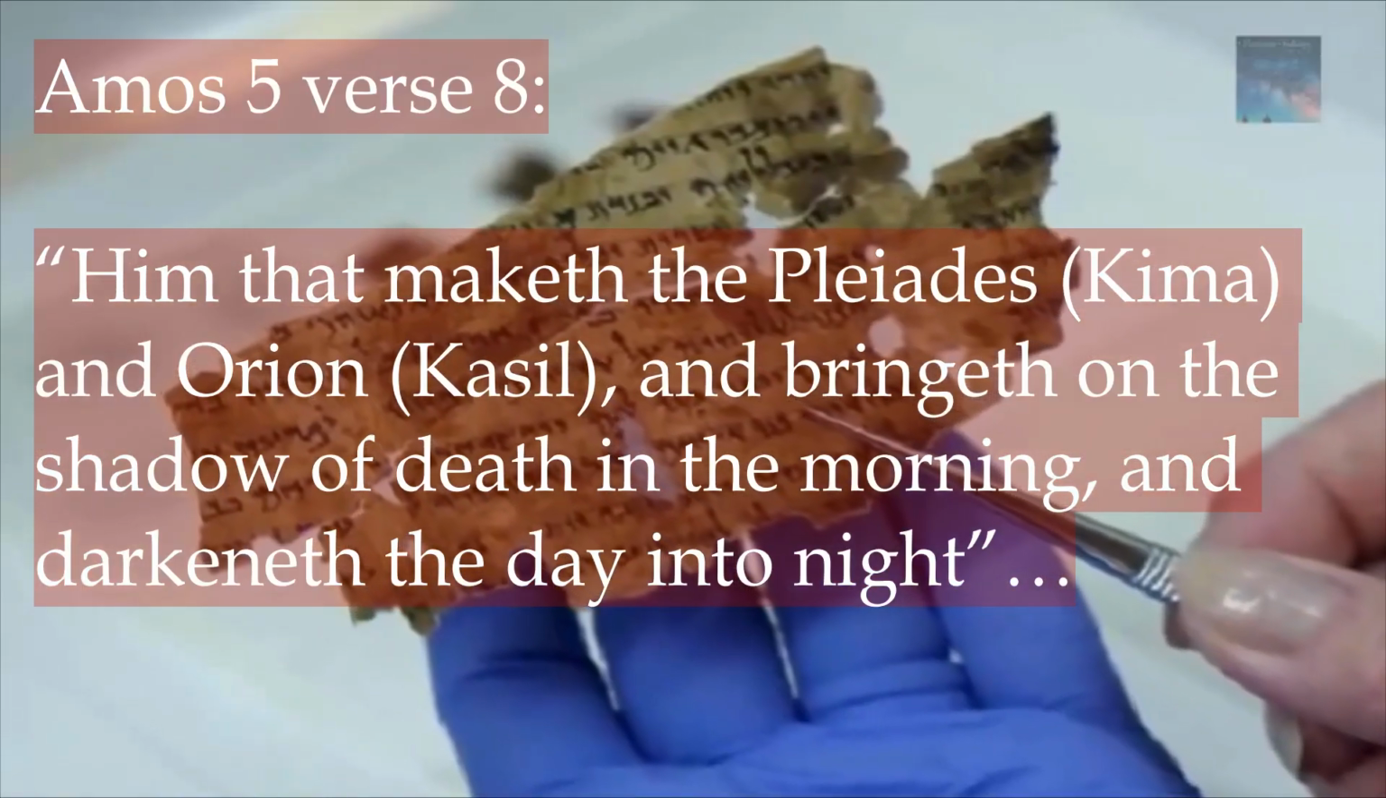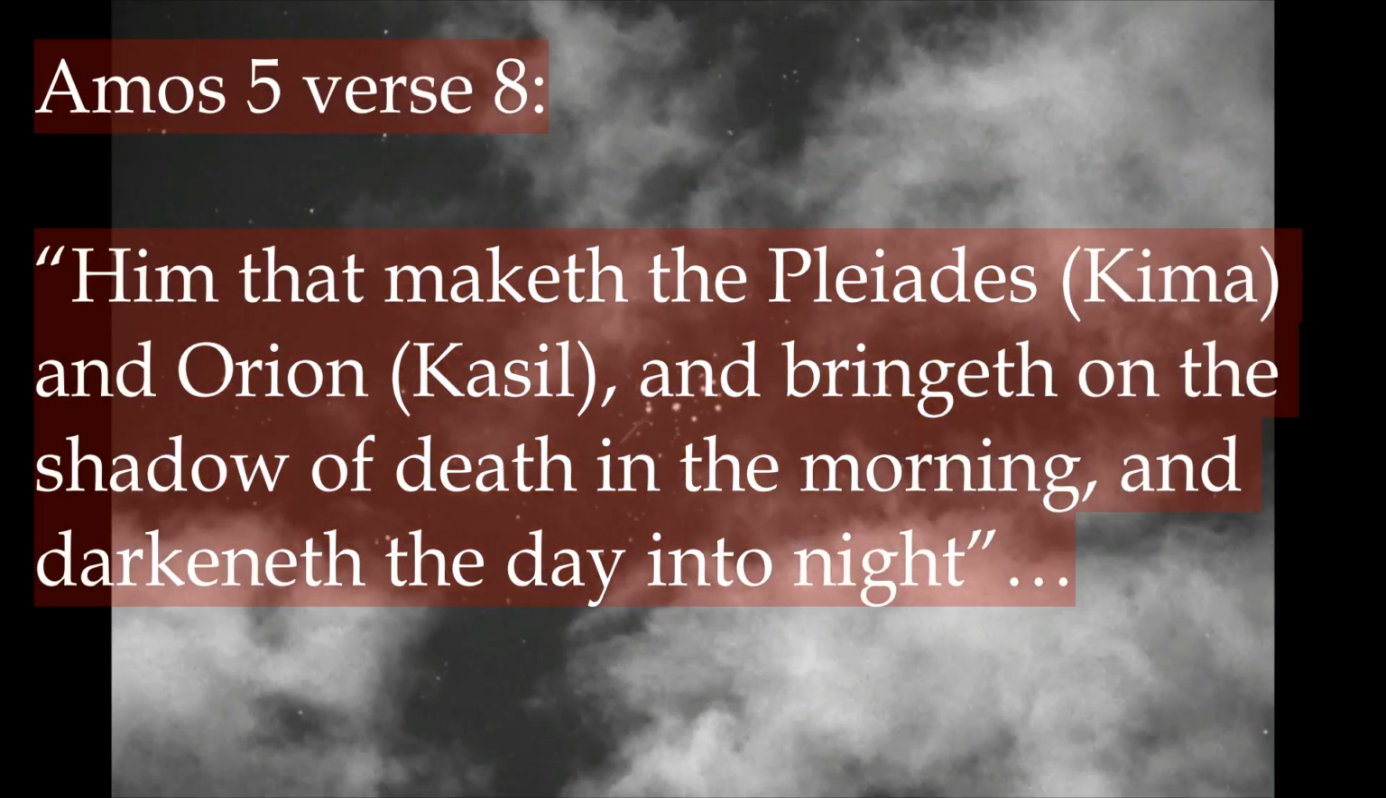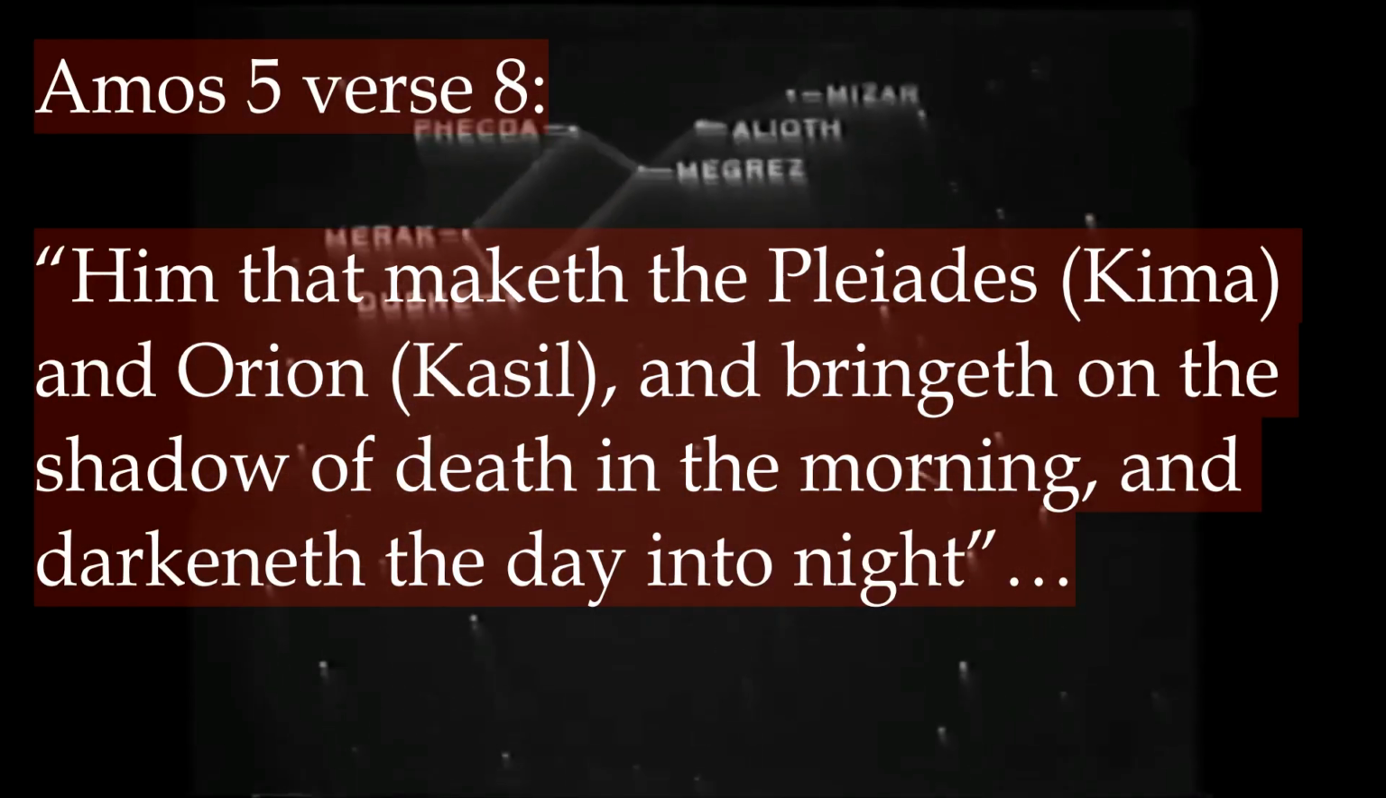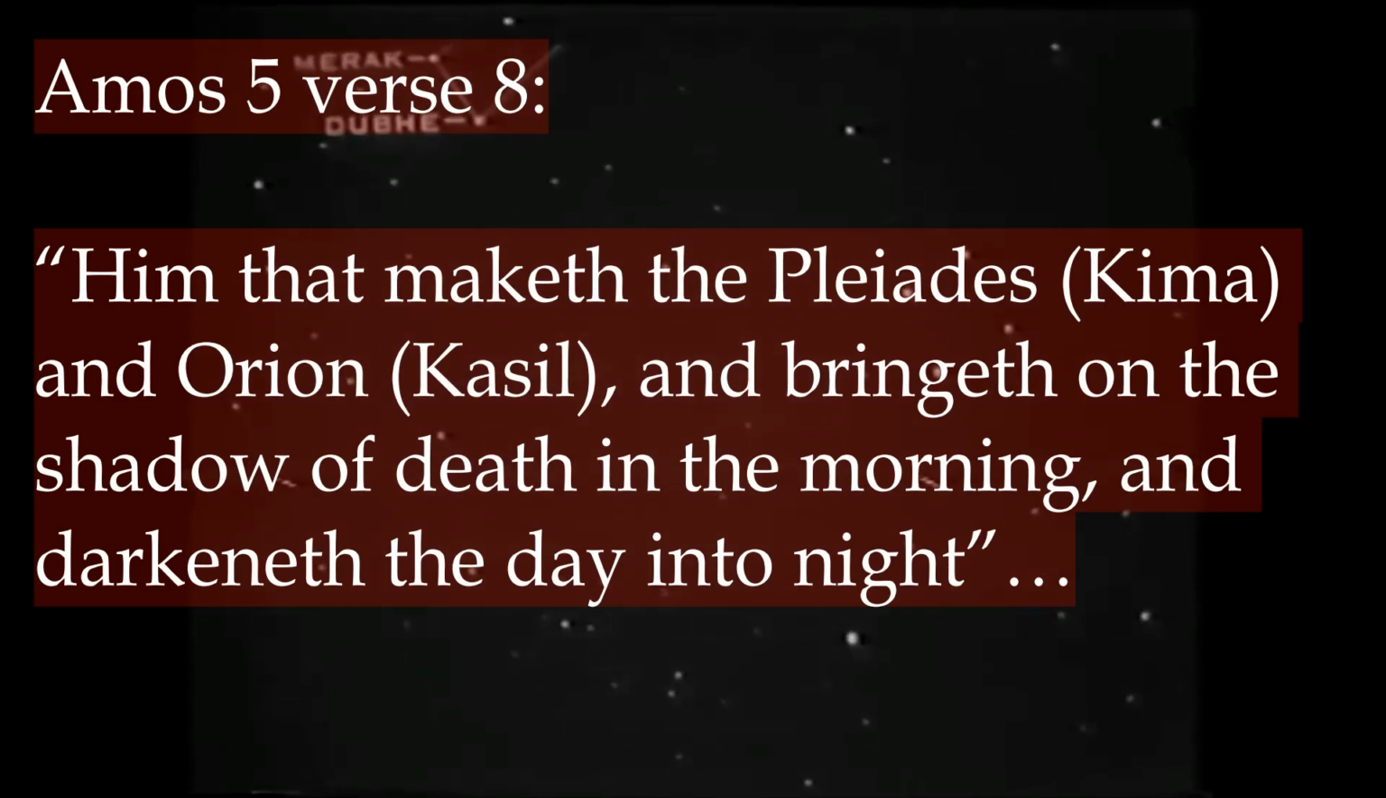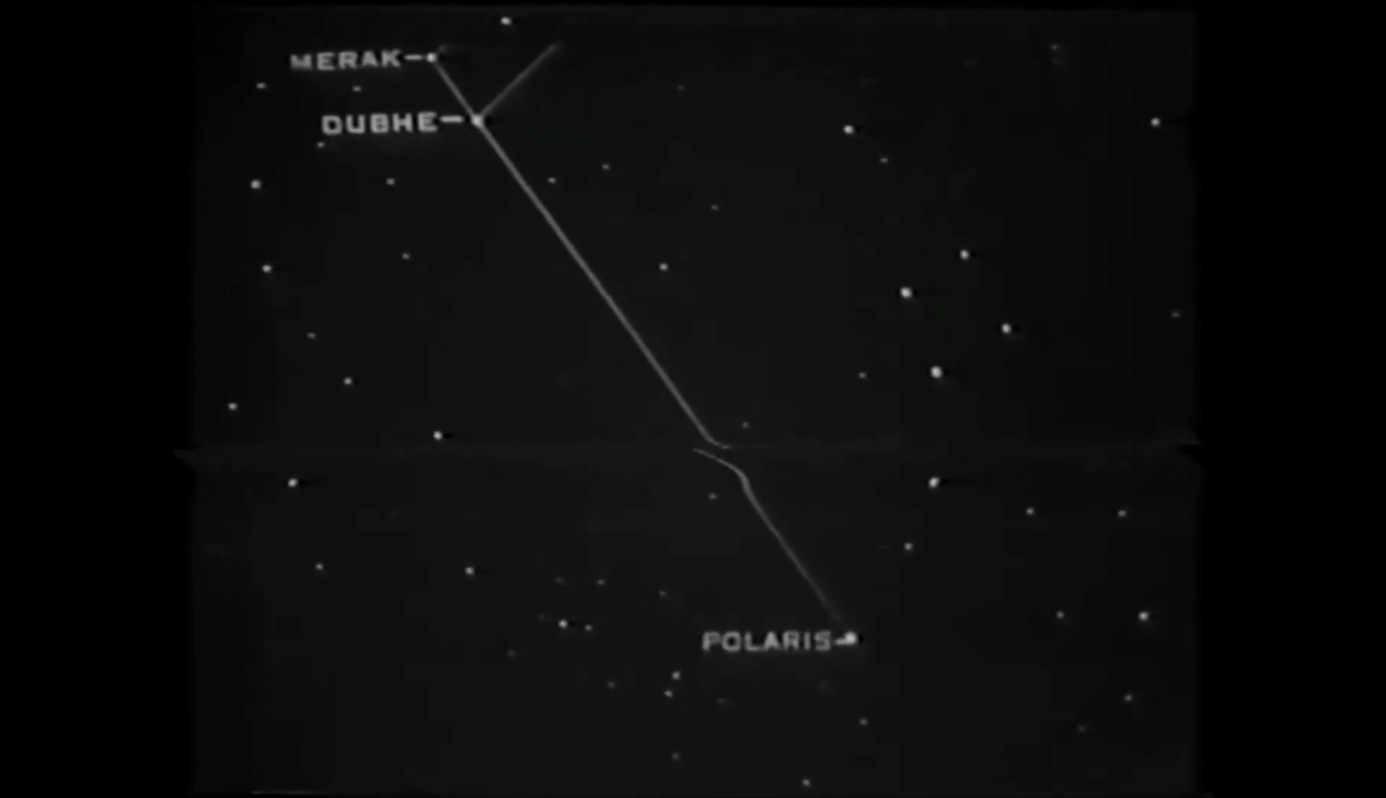Him that maketh the Pleiades, Kima, and Orion, Kesil, and bringeth on the shadow of death in the morning, and darkeneth the day into night. The book of Amos 5 verse 8. Also the pole star, polar star, in Hebrew Pele meaning wonder.